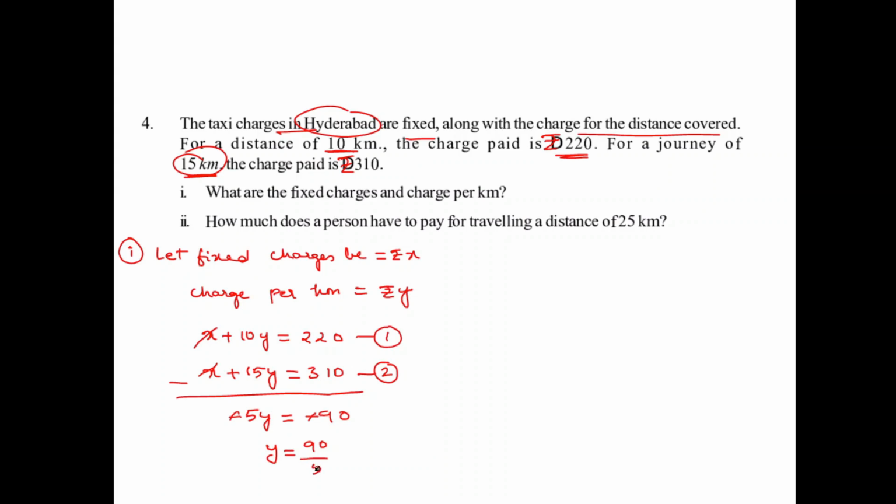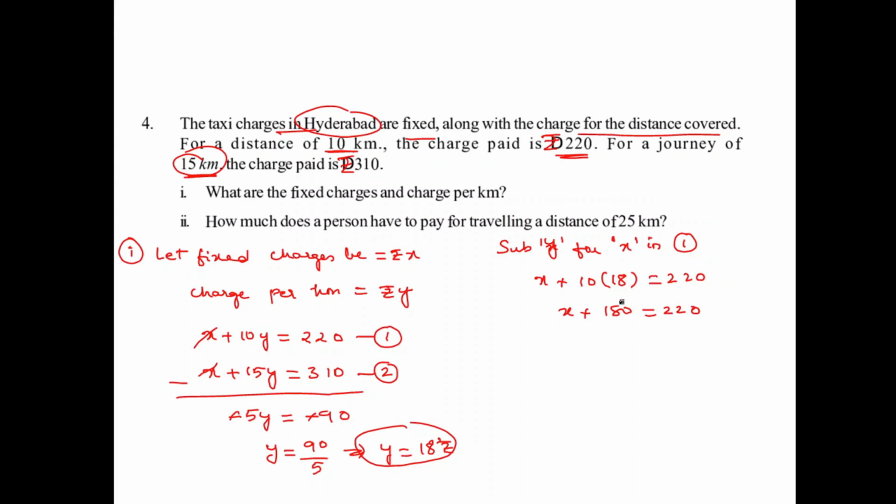90 by 5, right? So if you divide this, the y value is 18. That is rupees 18 per kilometer. So what we will do is substitute the value of y, so that x is equal to 180. Now x is equal to how much? X came out to be 40.